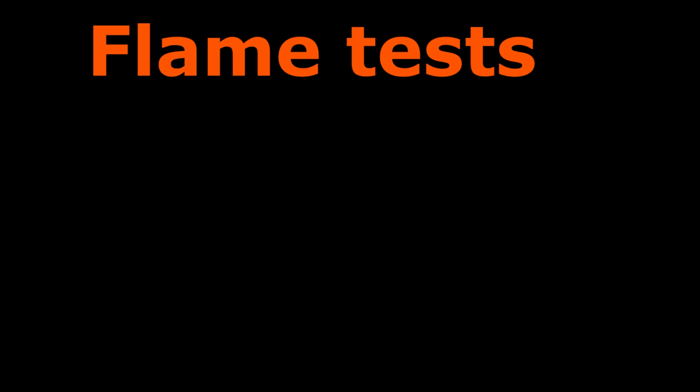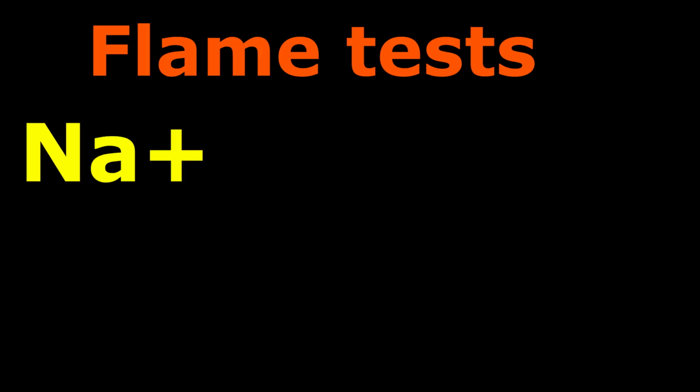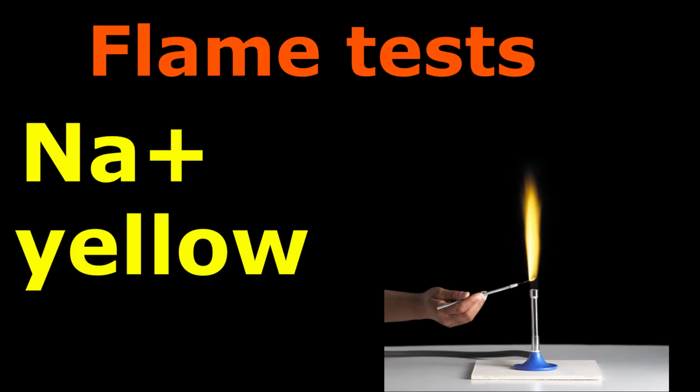I hope you've all had a chance to try this one out. It's a very kind of fun and interesting one to do. But the colors that you need to know for your IGCSEs are as follows. The lithium ion, Li+, turns flames a red color. The sodium ion, Na+, turns flames a distinctive yellow color, a slightly different yellow to the natural yellow of a Bunsen burner flame.